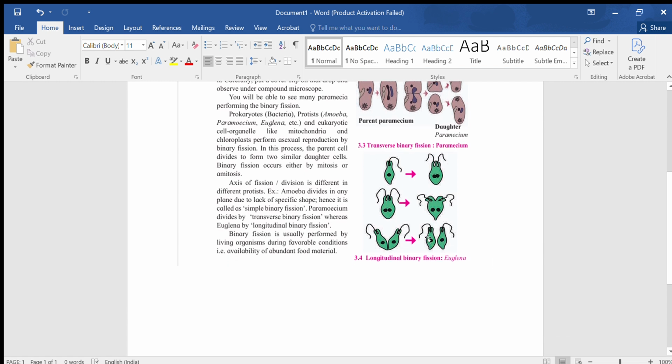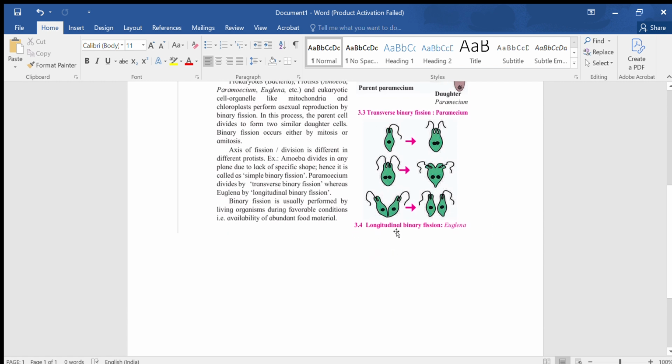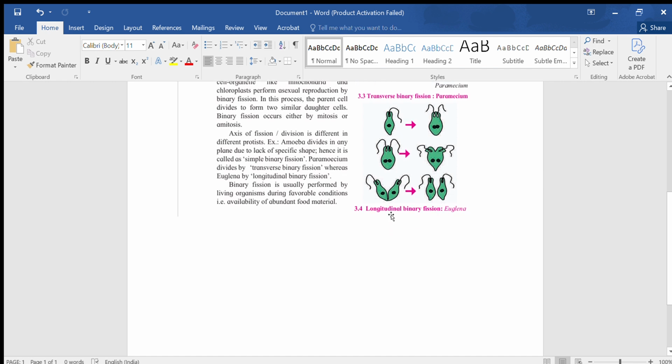And the third example is longitudinal binary fission, and the example is euglena. In longitudinal binary fission, the cut of the cell is vertical, like as you can see here, the cells are formed vertically. There is a cut vertically.